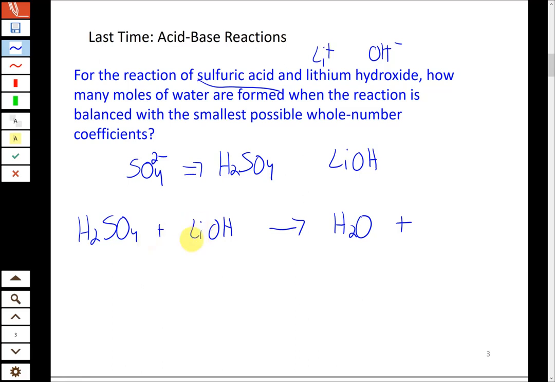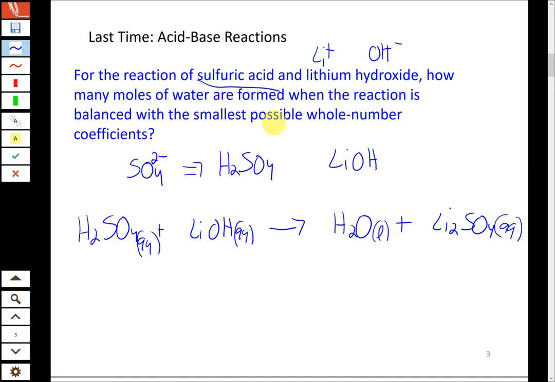So the cation from the base is lithium+, the anion from the acid is SO4 2-. So the ionic compound that forms from those two is going to be Li2SO4, lithium sulfate. All right, and all lithium salts are soluble, so that can be written as aq. And then water usually is written as liquid water, but it goes into the solution, so it's essentially dissolved also. All right, so that's going to be the correct reactants and products.